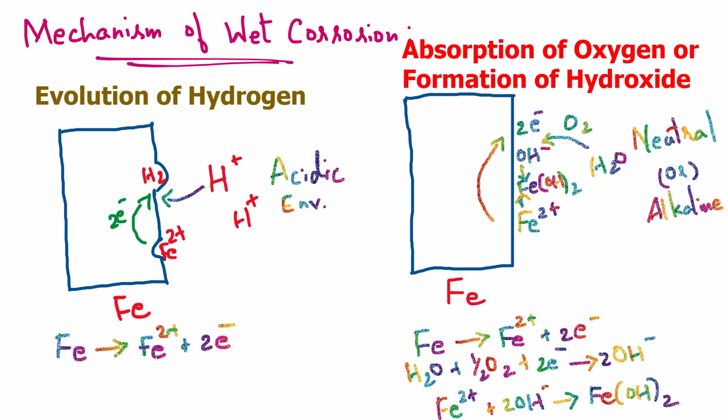Here you can see the reactions. Iron gives Fe2+ and releases the electron. This electron is utilized by the water molecule in the presence of oxygen and produces hydroxide ion. The Fe2+ and hydroxide ion combine and form ferrous hydroxide, then ferric hydroxide, and iron oxide in excess oxygen, and iron oxide is nothing but the rust corrosion product.